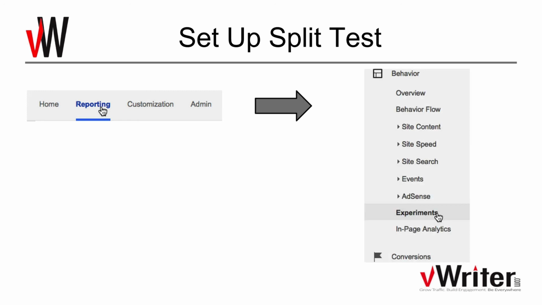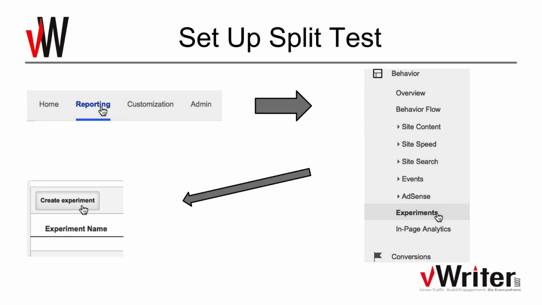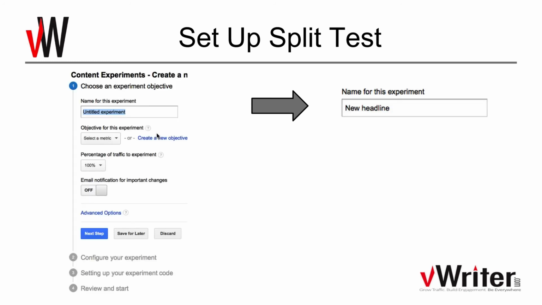And then you'll get some menus down the left-hand side. Go to Experiments, and that's how you access Google's Content Experiments functionality. Click the Create Experiment button, and then just fill in the details that it requests.